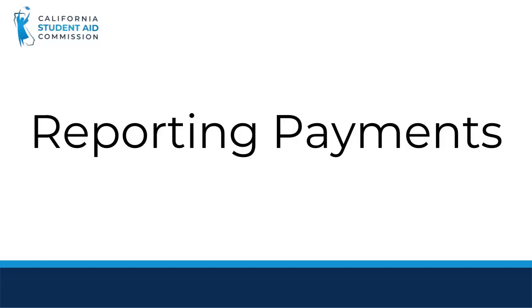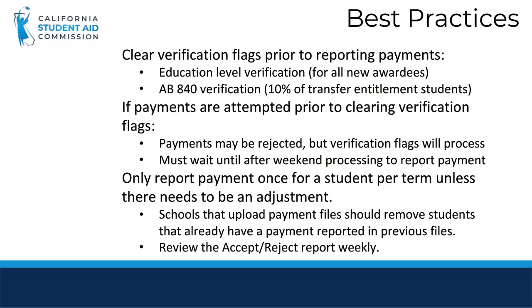Now we will talk about reporting payments. Some of the best practices that you can do as a school is to ensure that you are clearing all verification flags prior to reporting any payments. This ensures that students are being properly processed with the correct education levels, which correlates with the correct award eligibility and payment types, that is, access only or tuition and fees and access. It also ensures that you clear any AB 840 holds that may be in place for students processed in our Transfer Entitlement Program or the E2 students.